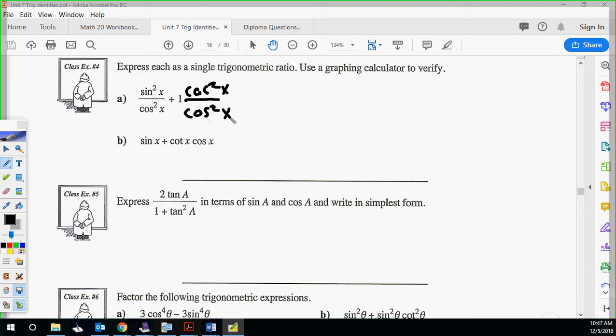Because what's the top going to have? I'm writing 1 differently, so a common denominator. So I can write a single fraction. And what I'm trying to point out is that look what's on top. Sine squared x plus cosine squared x, we like those.